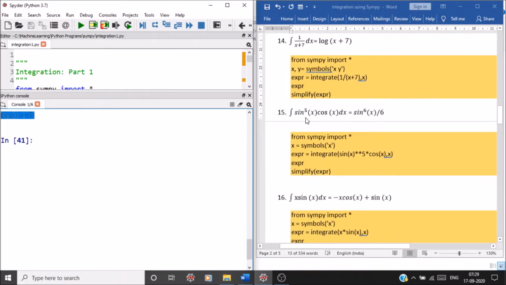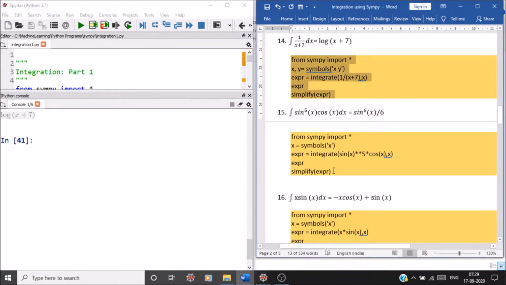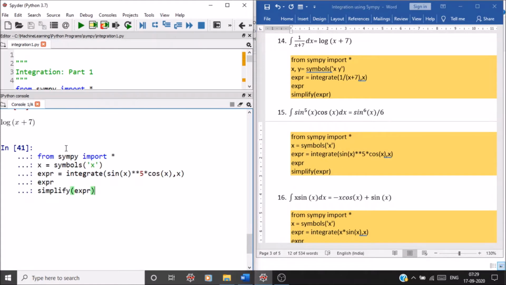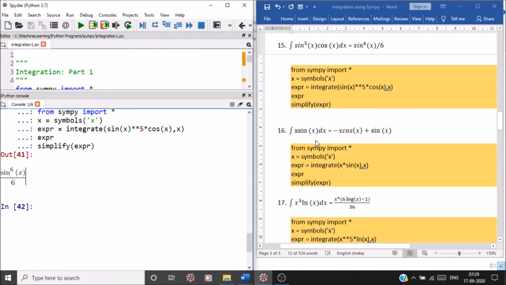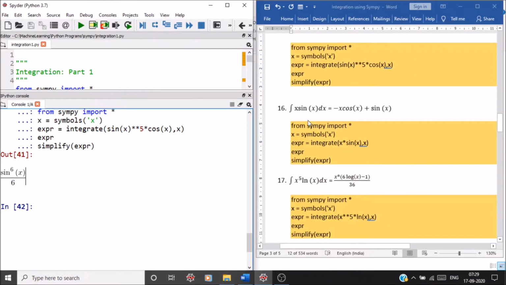Next is integration of sine to the power 5 x into cos x dx. So for that, how to execute it in SymPy. Here x is a symbol, and integrate sine x to the power 5 into cos x. Okay, so we can see the result. The result is sine to the power 6 x by 6. That is the answer. Similarly, integration x sine x dx. The answer is minus x cos x plus sine x.